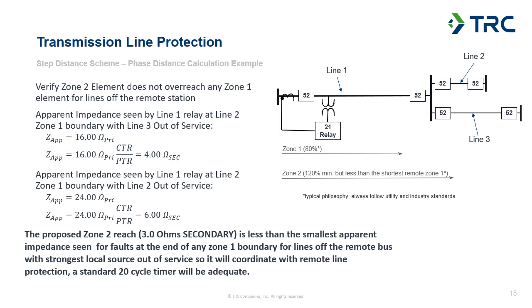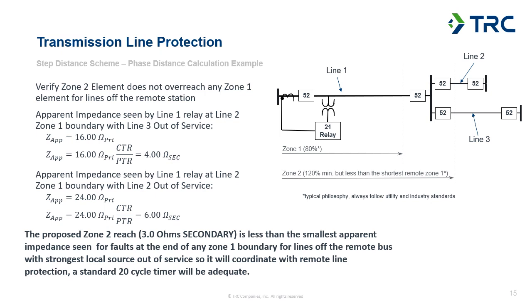If it is, we might need to consider applying a longer time delay or reducing the reach or doing some other method of preventing the line 1 relay that we're trying to set from operating at the same time as the protection on line 2 or line 3.